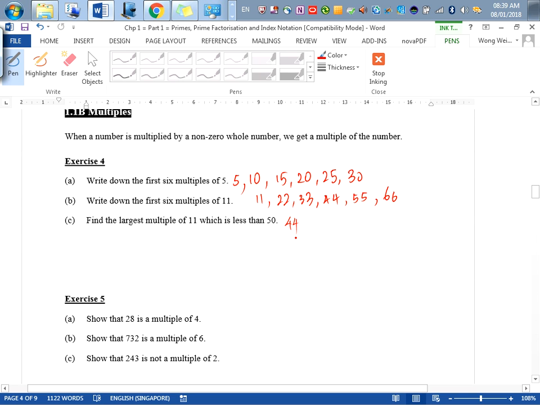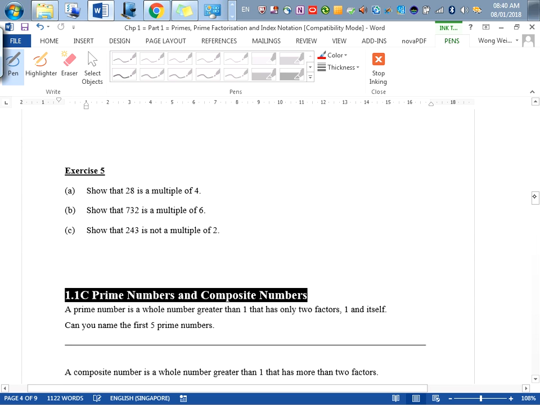Okay, that's all. Let's go on to exercise 5. Show that 28 is a multiple of 4. How to show? How do we show this? 28 divided by 4 and I will get? So how does that show me it is a multiple of 4? No remainder. Doesn't that sound like you're telling me 4 is a factor of 28? But I'm asking you to show me that 28 is a multiple of 4. Although they are very related, there is a way that we want you to present your answer.